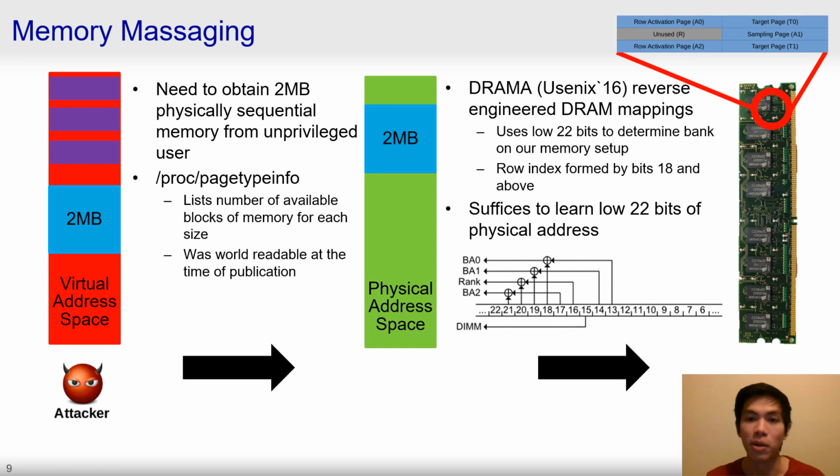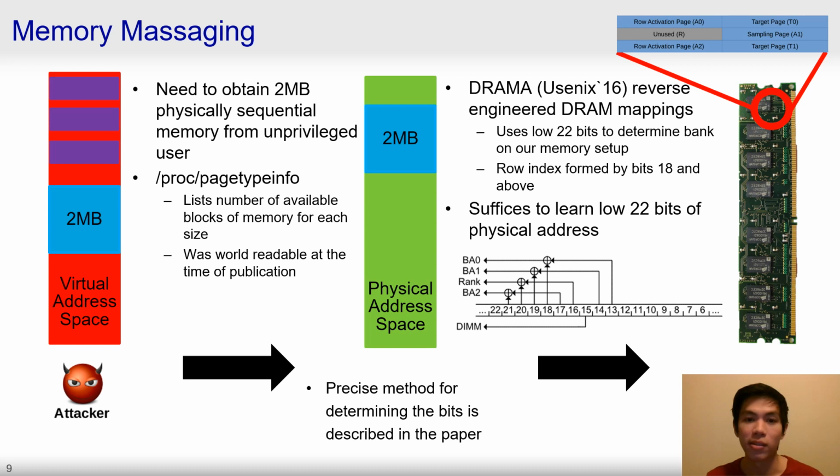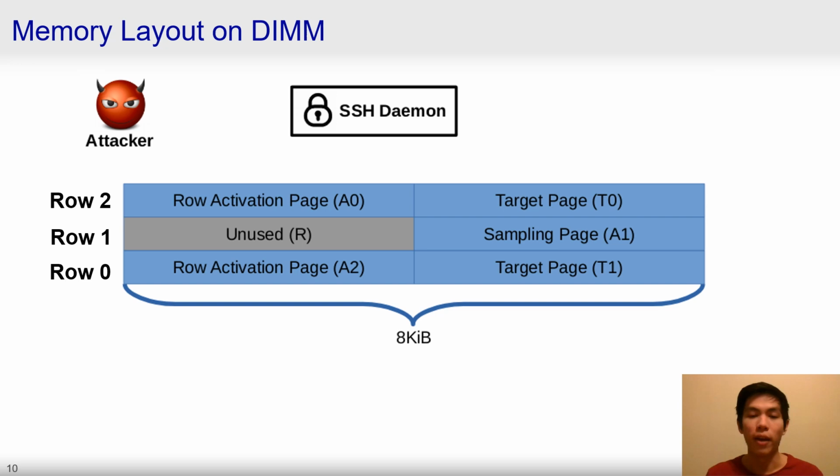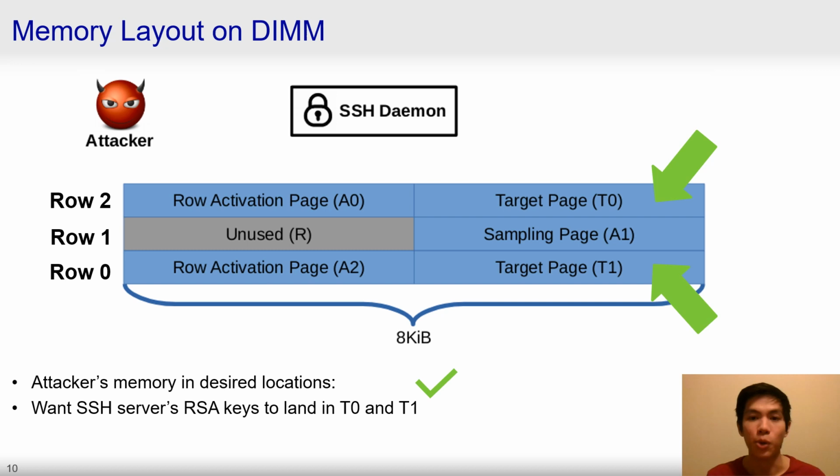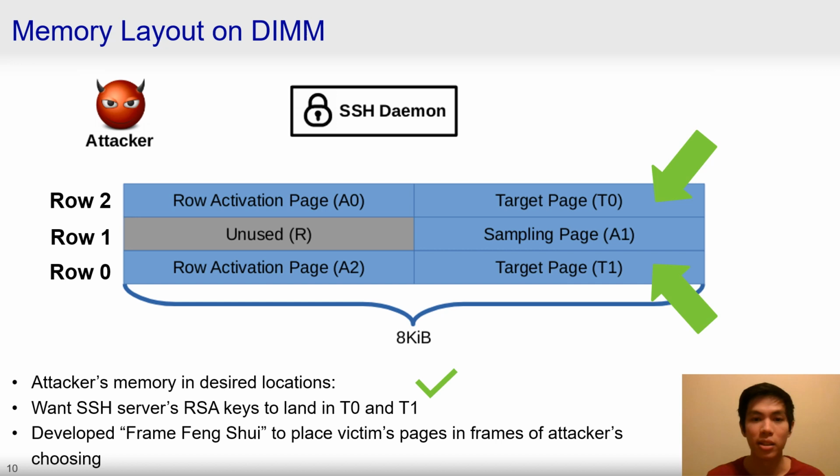I've described the major components of our memory massaging technique here, but the precise technical details can be found in the paper. By combining these steps, the attacker can obtain and identify virtual addresses mapping to the desired locations on the DIMM. After having obtained the memory with the desired geometric configuration, the attacker next needs to find a way to place the OpenSSH server's keys in target page 0 and target page 1. To overcome this hurdle, we developed a technique, which we call frame feng shui, that enables the attacker to place the SSH server's RSA key in a frame of the attacker's choosing.